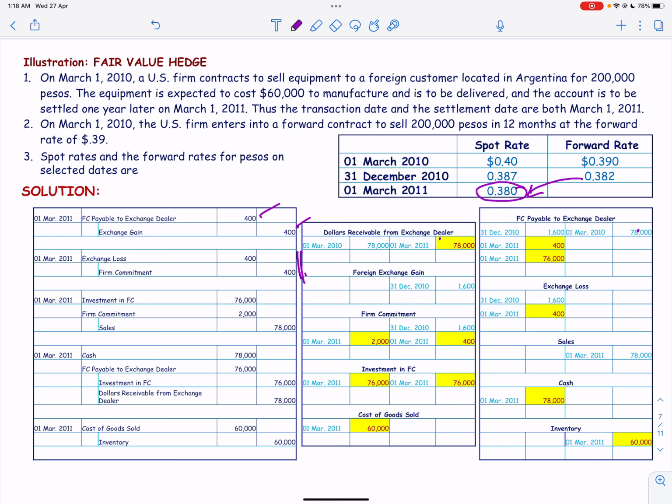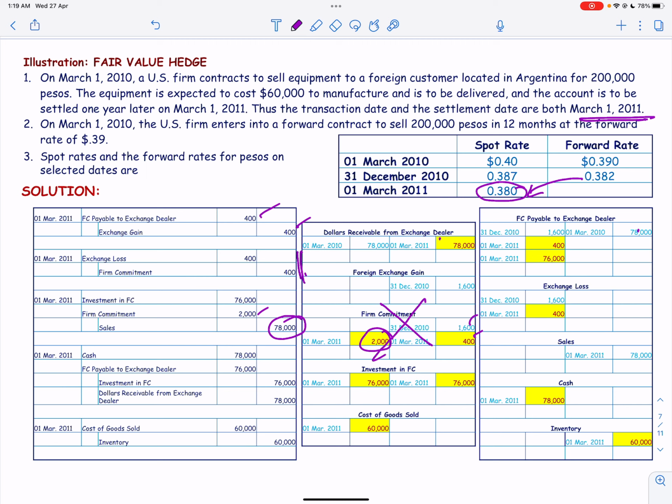Now, because of the forward contract, the amount of sales is going to be recorded now, because the transaction date and the settlement date is March 1, 2011, and the sales is at the rate of 0.39, so it is 78,000. And since we are recording the activity to be hedged, now we are going to eliminate the firm commitment. We have a credit balance of 1,640 and 400, so the firm commitment is going to be settled now by writing it off, so firm commitment is debit, and that's how we close it.